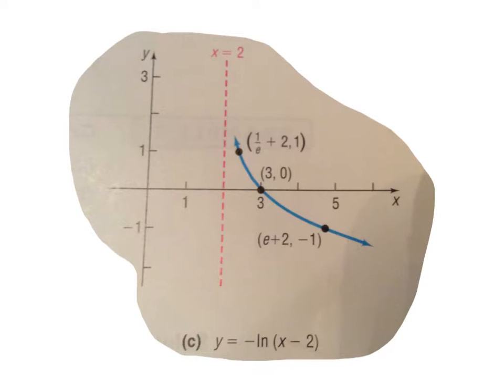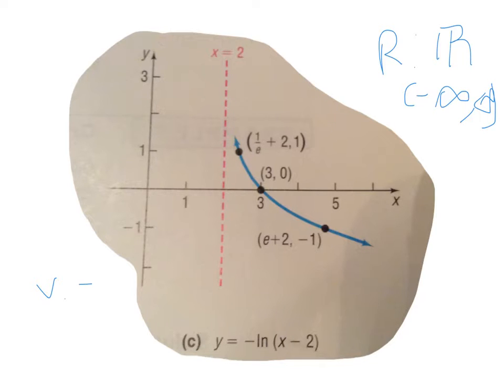Now it asks to find the range and the vertical asymptote. The range for any logarithmic function is the same as the domain for any exponential, so that'd be the set of all real numbers, or the interval from negative infinity to positive infinity.